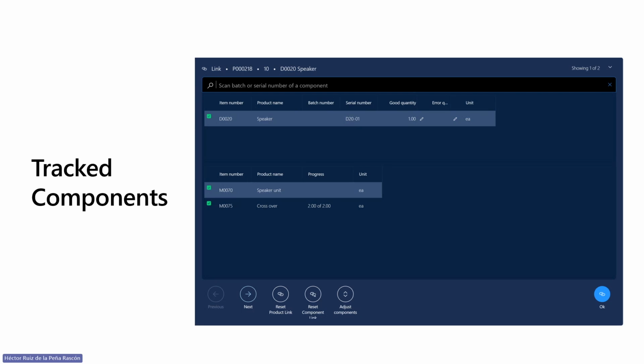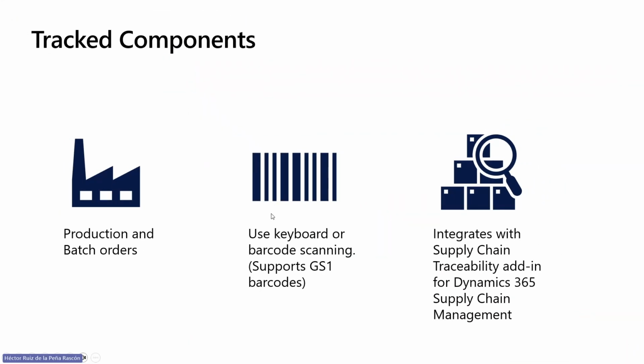Managers can use the item tracing report to effectively track batch or serial numbers that are registered through the track components feature. Batch and serial numbers can be registered as track components in both production and batch orders. Batch and serial numbers can be registered using either the keyboard or the barcode scanning operations. And for the barcode, we fully support GS1 barcodes for this. This feature is prepared for integration to the traceability add-in for Dynamics 365 supply chain management.